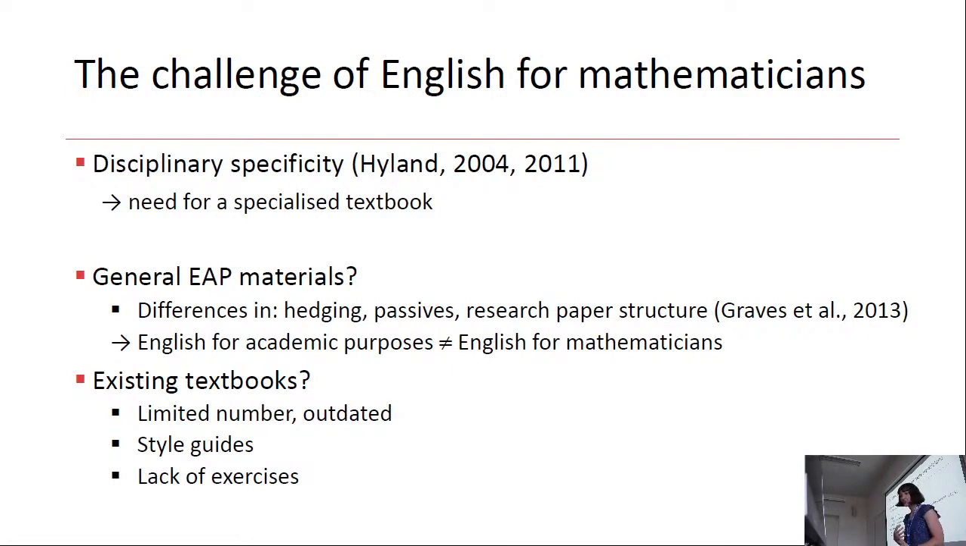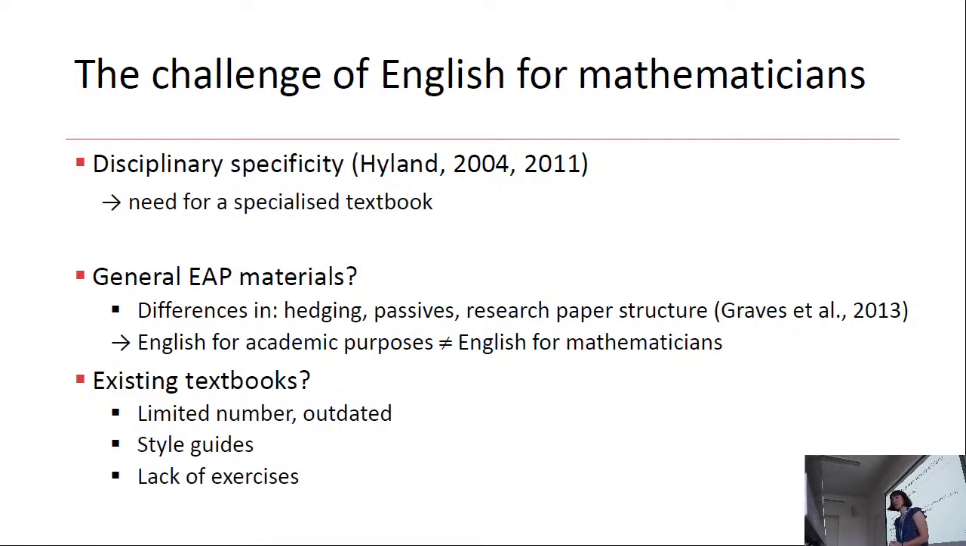And to mention just one more, even the whole research paper structure differs, at least for pure mathematicians' articles, from the predominant academic structure of the method, introduction, and so on. So the result of that is that English for academic purposes simply is not English for mathematicians, and those materials cannot be conveniently used for the course.